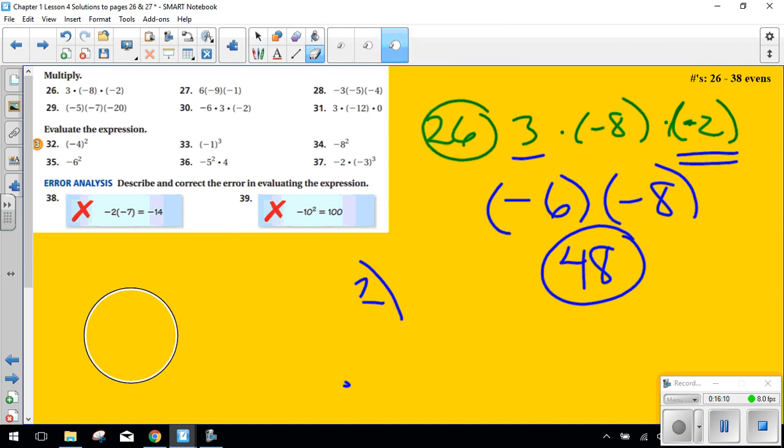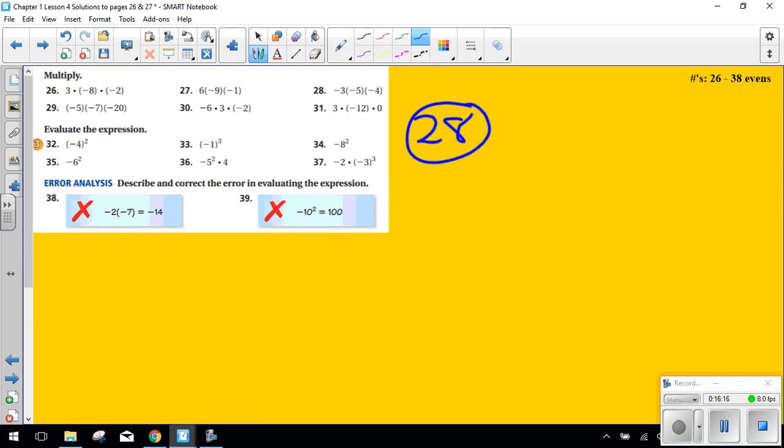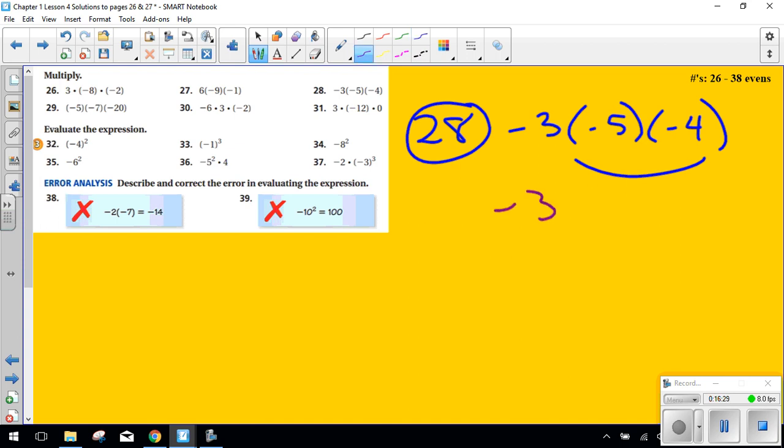So that was number 26. We are doing just even, so let's take a look at 28. We have -3 times -5 times -4. Okay, so I'm going to do these two first. You can start at any point you wish. So -3 times -5, you can just put a parenthesis there, negative times negative is positive. So 5 times 4 is 20.